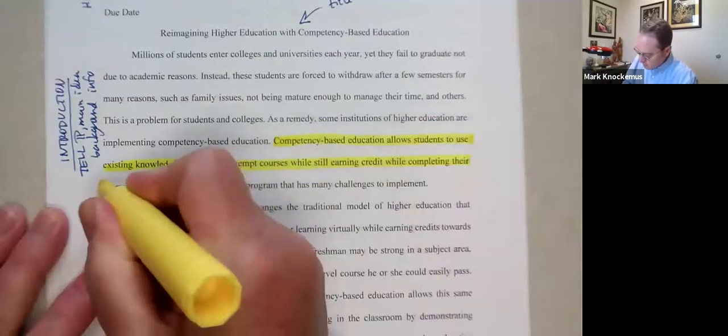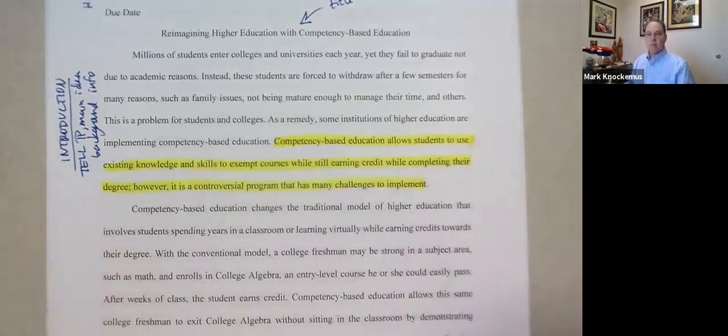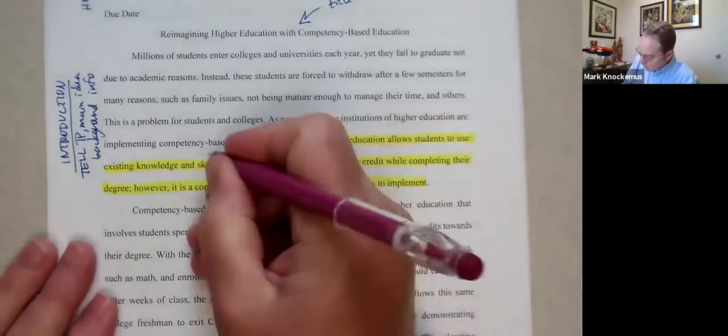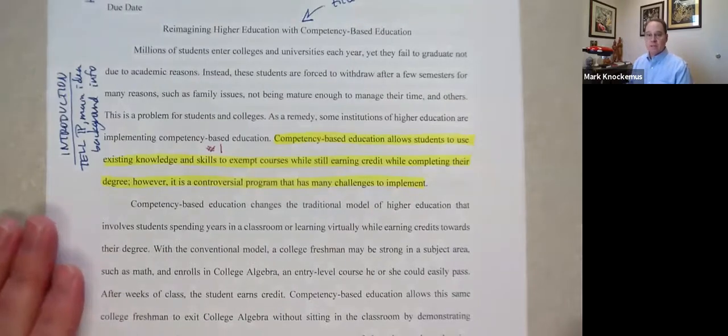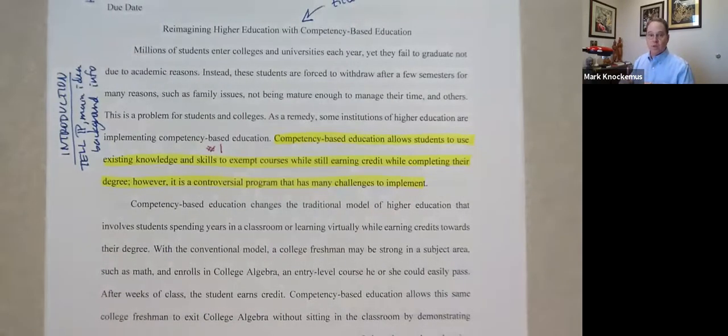And remember that inside of this thesis statement, we should be able to find 3 topics of discussion. Competency-based education allows students to use existing knowledge and skills to exempt courses while still earning credit while completing their degree. However, it is a controversial program that has many challenges to implement. Now, my first topic of discussion, the first point of my 3-point thesis, is the definition. That's one you definitely want to include.